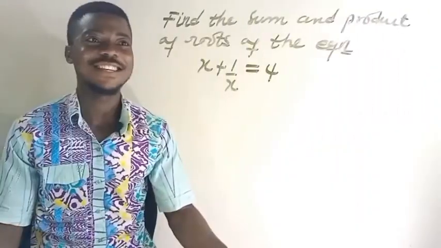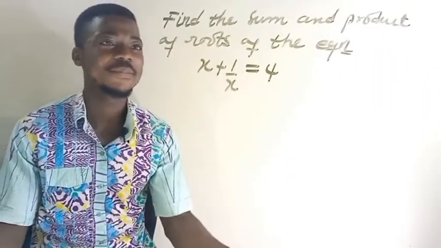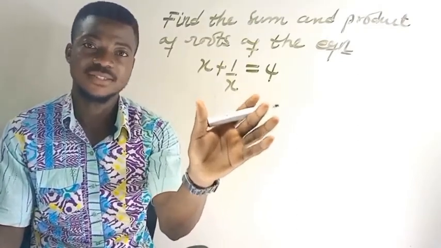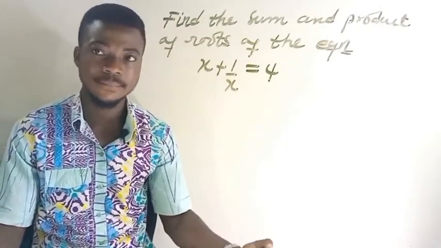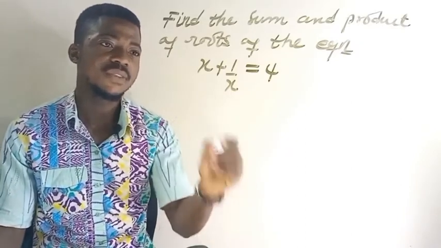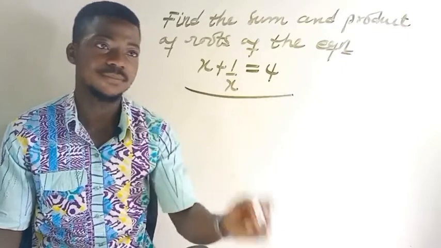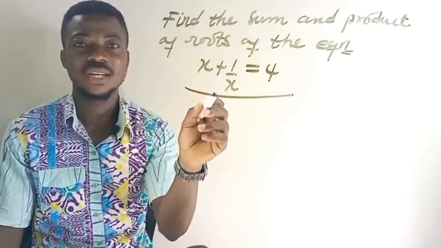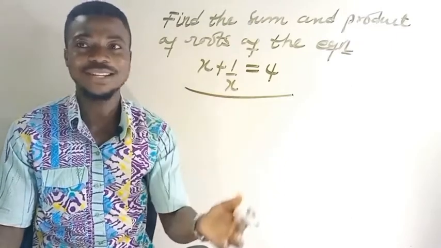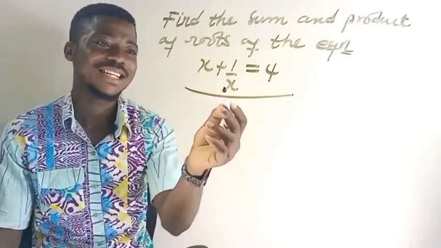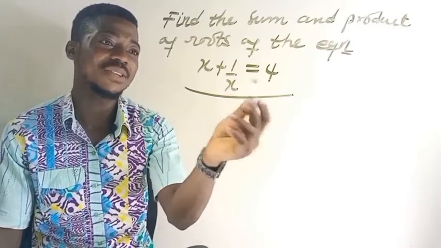So now let's see. This one says we're to find the sum and product of the roots of this equation. How do we do that? This one doesn't look like a quadratic equation. So the first thing I have to do is to solve this one and transform it to look like a quadratic equation. So how do we do that? The first thing you have to do, this one looks like a linear equation.